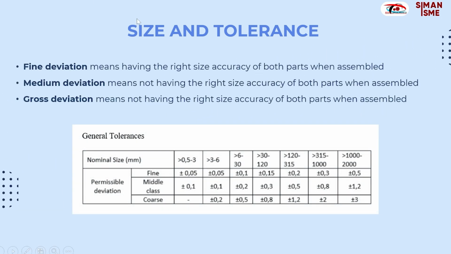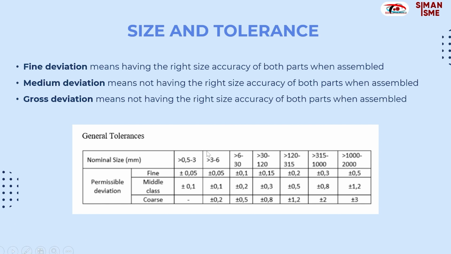Okay, this is for size and tolerance. There are fine deviation, medium deviation, and gross deviation. That means having the right size accuracy of both parts when assembled. The last one is if the measurement does not have the right size accuracy of both parts when assembled.